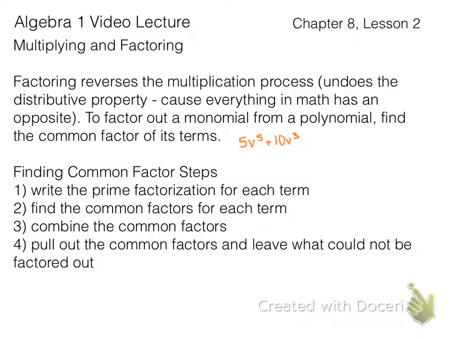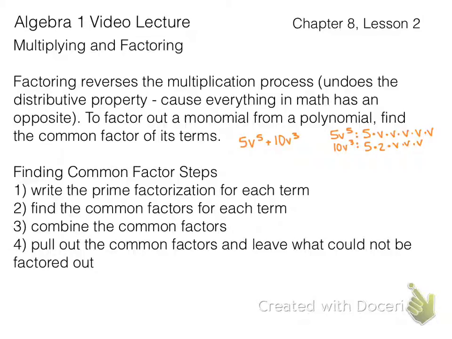All right, so if we have 5v to the 5th plus 10v to the 3rd, what are the prime factorizations for 5v to the 5th and 10v to the 3rd? Well, 5 times v times v times v times v, 5 v's. We also have 2 times 5, or 5 times 2 times v times v times v for 10v to the 3rd. Remember, your prime factorization when multiplied together should equal the original term. 5 times 5 v's is 5v to the 5th. 5 times 2 is 10 times 3 v's is 10v to the 3rd.